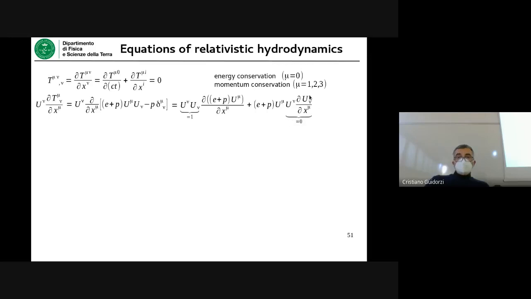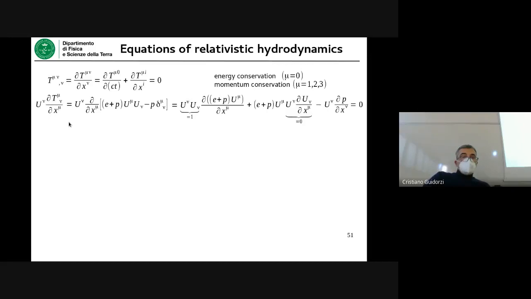But again, if you look at this guy here, u nu times the derivative of u nu with respect to x mu, well, this is zero, because you can also think of this guy as the derivative of u nu u nu over 2. Just like that. But in that case, again, you are deriving with respect to x mu something which is constant. u nu u nu is 1. So this guy here, again, is the derivative of something which is constant. So that's why it's zero.